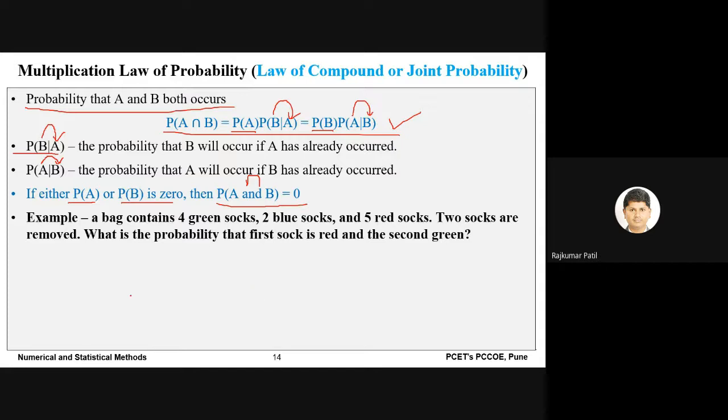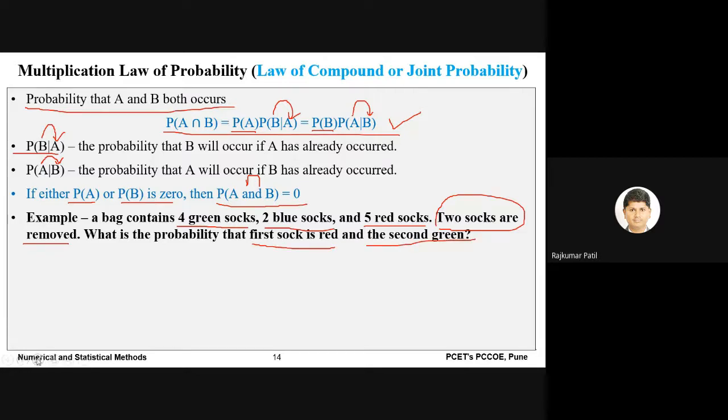Let's take one example. A bag contains 4 green socks, 2 blue socks and 5 red socks. So the bag consists of 4 plus 2 plus 5, so 11 socks in total. And we have to remove 2 socks randomly. Then what is the probability that the first sock is red and the second is green?